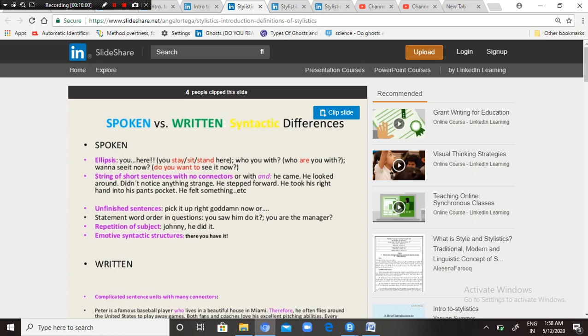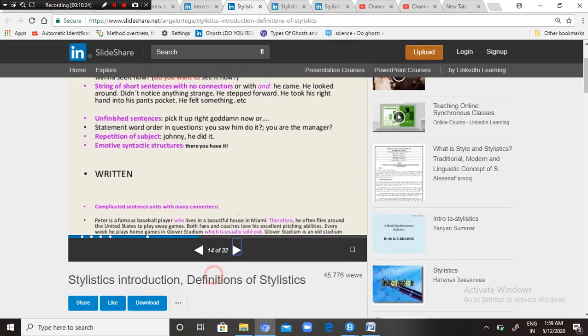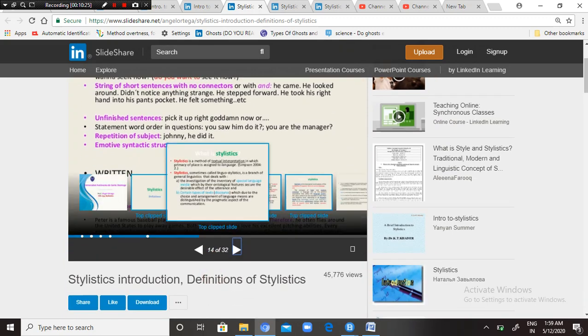Unfinished sentences, pick it up right. Grammar: statements for order to questions, you say him to do it, you are a manager. Repetition of a subject: John, he did it. Emotive syntactic structures: there you have it. These are included in spoken language, and now we are reading written.